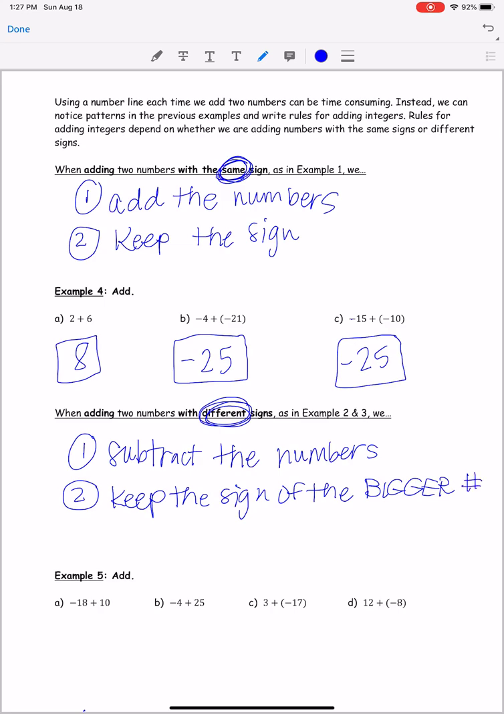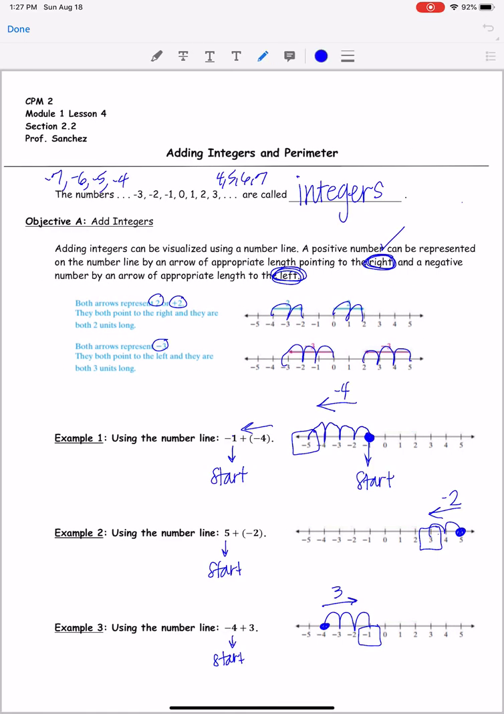Okay, so let's just look at example 2 and 3 now that we know that rule. Here, we had 5 and a -2, so those are different signs, right? This 5 is known to be a +5, and then this 2 is a -2. So the first thing we do is subtract them. So when you subtract, you get 3. 5 minus 2 is 3. And then it said to keep the sign of the bigger number. Well, 5 is that bigger number, so notice that my answer here is a +3.